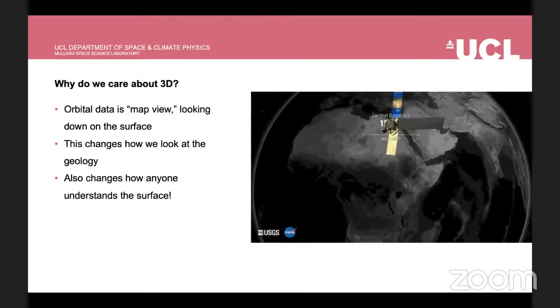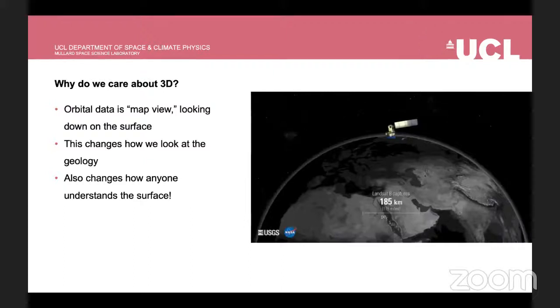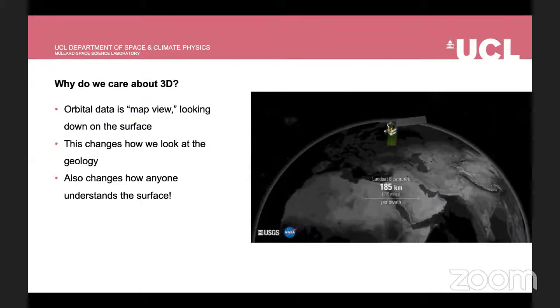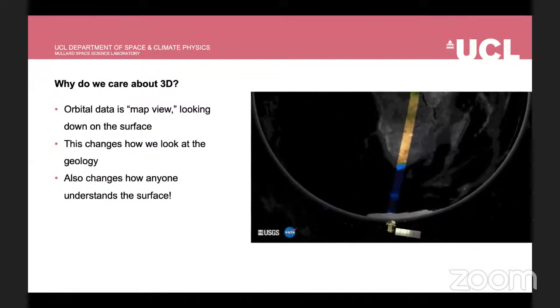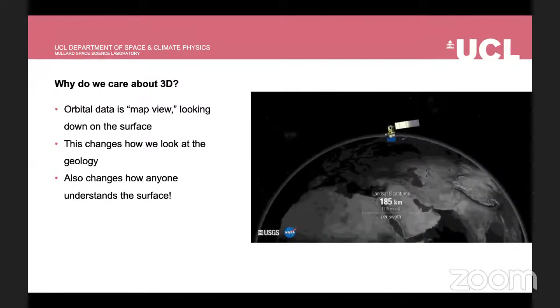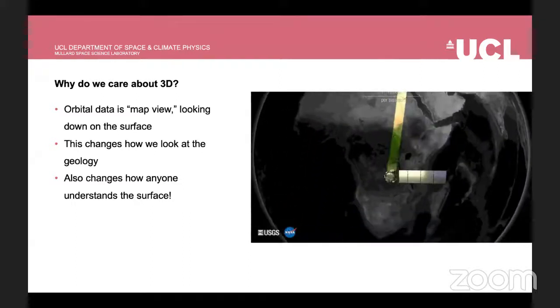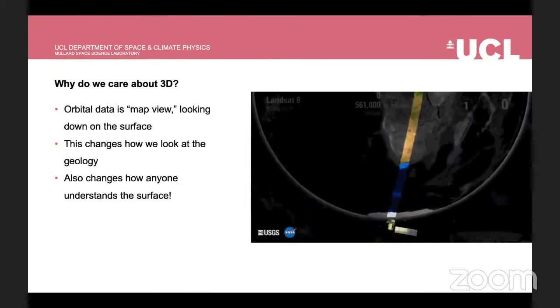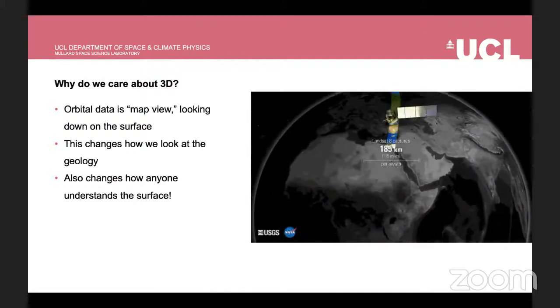So if we want to understand the surface of Mars or the moon, we have to be a bit creative. And so my work goes into how we can turn 2D images into 3D images and sort of simulate or pretend as if we are on the surface. And this can help geologists really get a good understanding of what's going on on these planets.